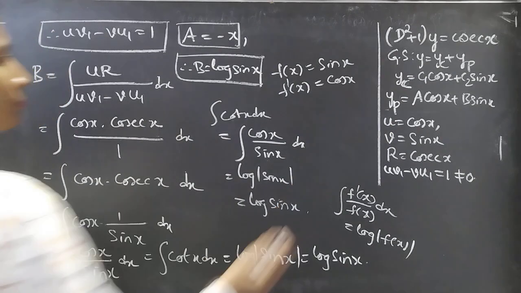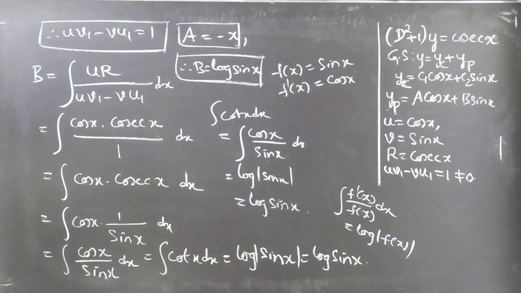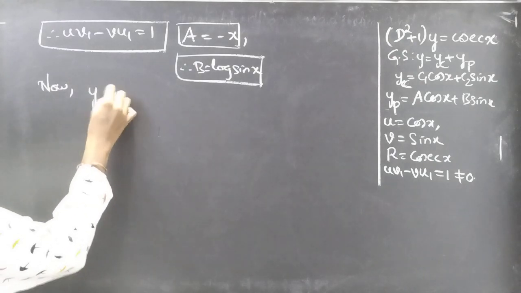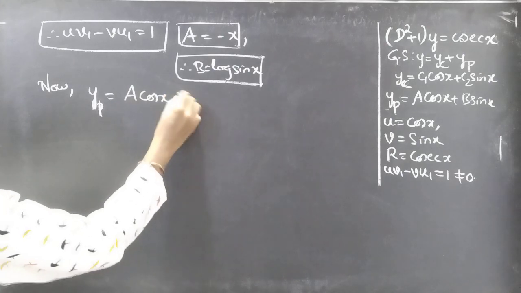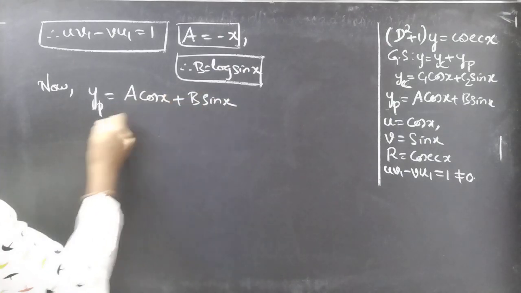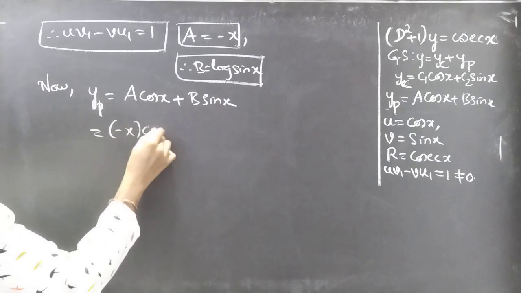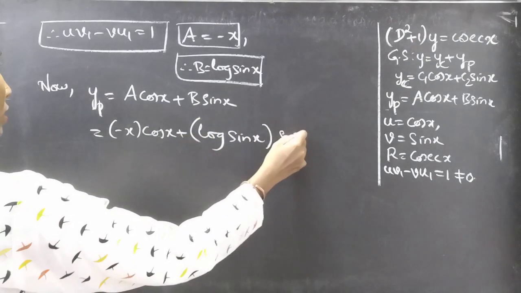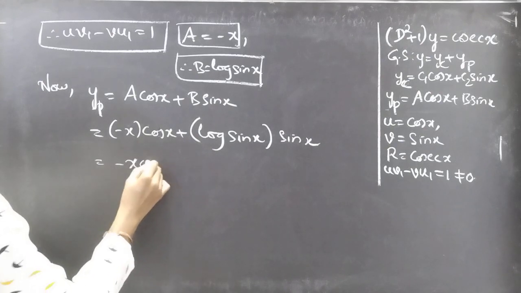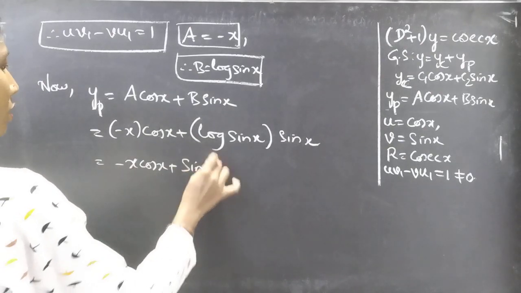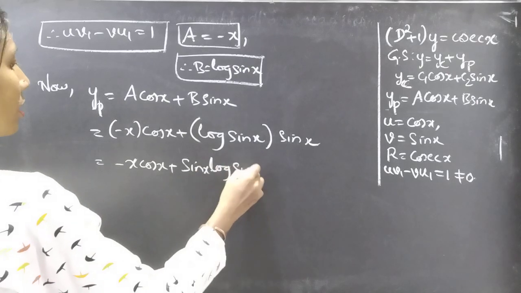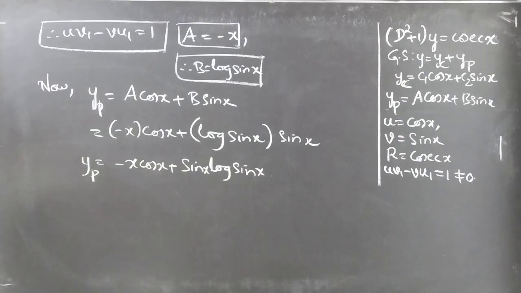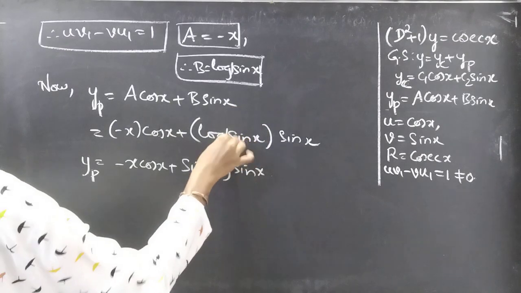Let's now write yp. Now yp equals a cos x plus b sin x, right? This equals a, minus x, into cos x, plus b, log sin x, into sin x. We can write this as minus x cos x plus sin x log sin x. Or you can just write log mod sin x, okay? That's not an issue.